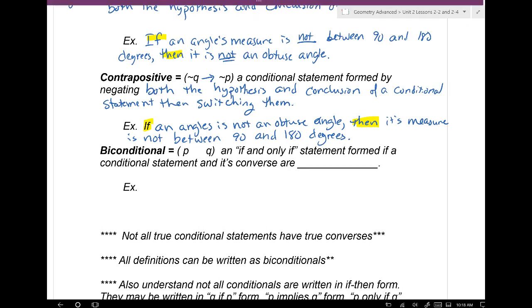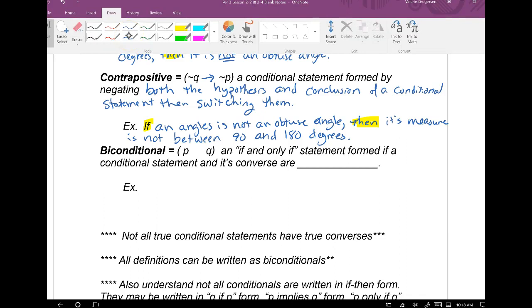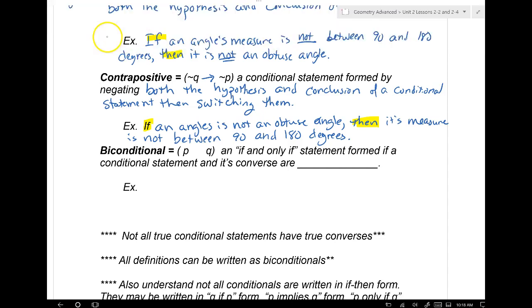Biconditional is another word. "Bi" means two, to conditionals. It literally means it goes both ways. So here's what it means. What this does is allow you to write it in either direction. So if I have a biconditional, it actually changes the phrase. It's an "if and only if" statement formed if a conditional statement and its converse are both true.